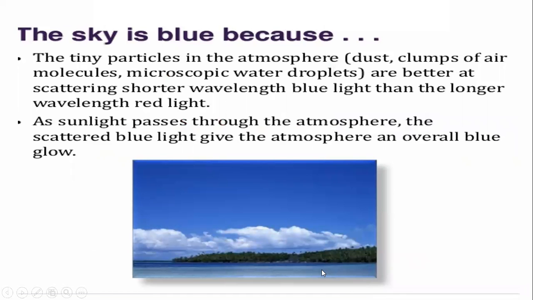Similarly, one example related to light polarization or electromagnetic wave polarization is the blue sky. We know very well there are various tiny particles in the atmosphere, such as dust, clouds, air molecules, and microscopic water droplets. This is one of the examples of scattering polarization: how the wavelength is shorter, and how blue light has a shorter wavelength than red light.